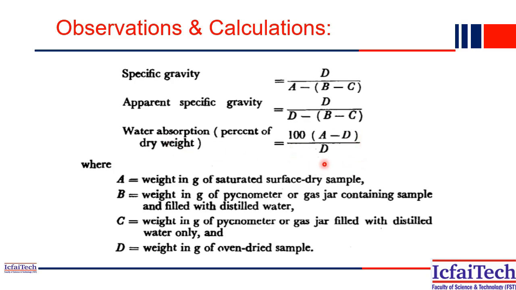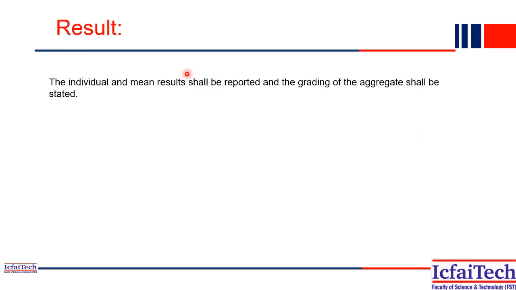That also we can find out using this formula. So now at the end, we'll post our final outcome, whatever we got, the individual mean result. So we'll perform the experiment 3-4 times, and we'll take the average, that is the mean result, and we'll post it. That is our final value for specific gravity. So typically the specific gravity of aggregate lies between 2.5 or 2.6 to 2.8, in that range. So let's see how much we get in our coarse aggregate sample.